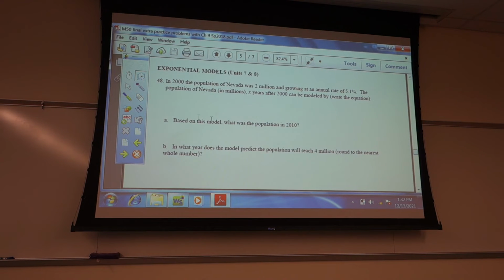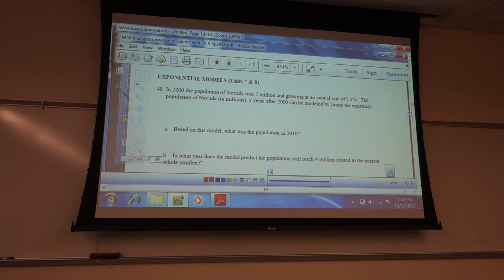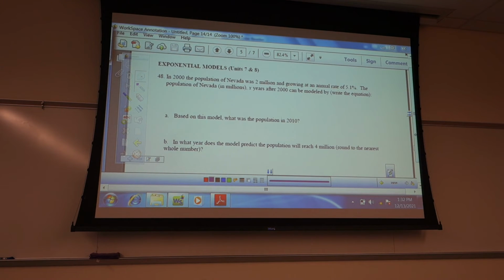What about this one? 48. This one's a little bit harder. It doesn't say exponential, but it does say it grows at a rate. So there's a rate of growth. Does everyone understand that? Yeah. Which means that we're going to have a factor. The factor will be 100%. It's growing, so plus 5.1%. So it's 1.051. We need to change it to decimal.